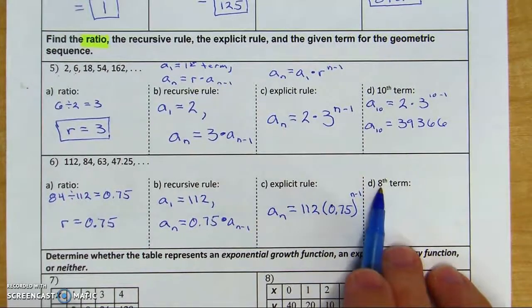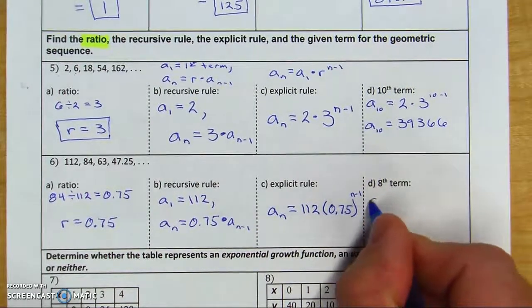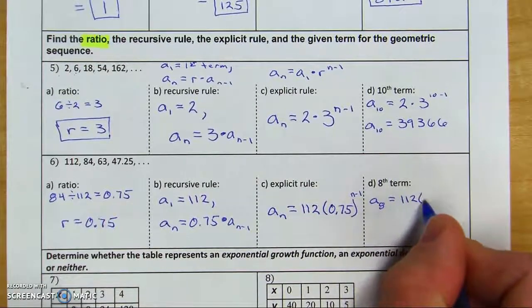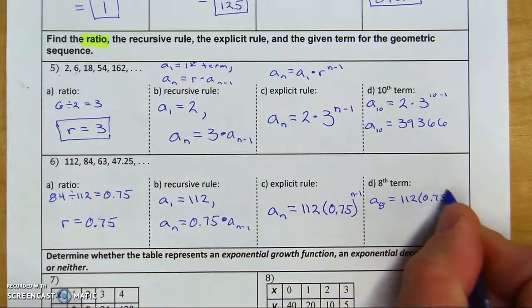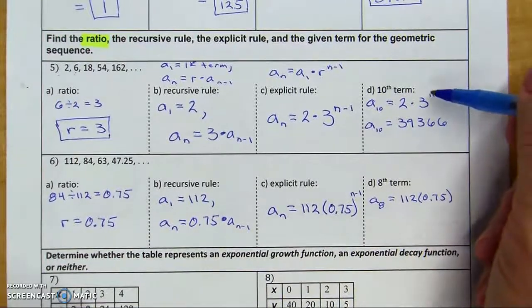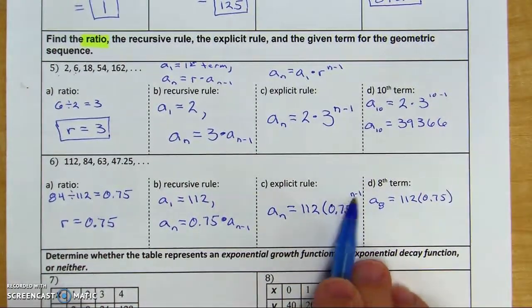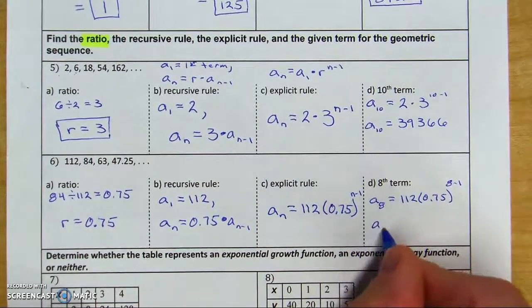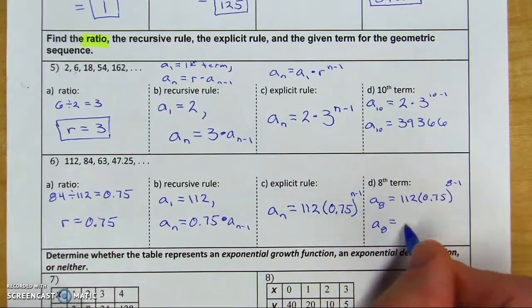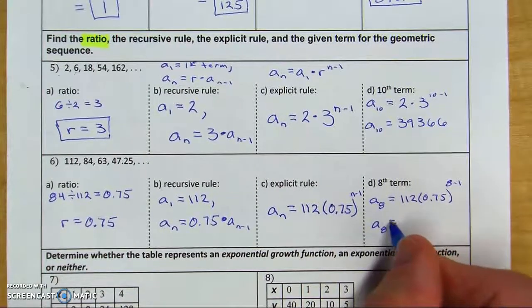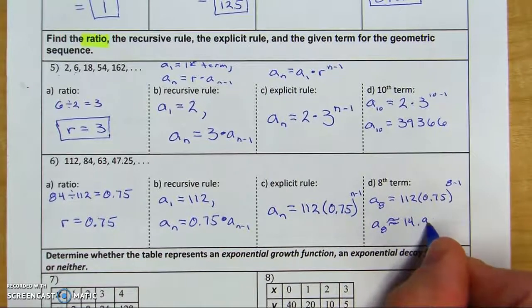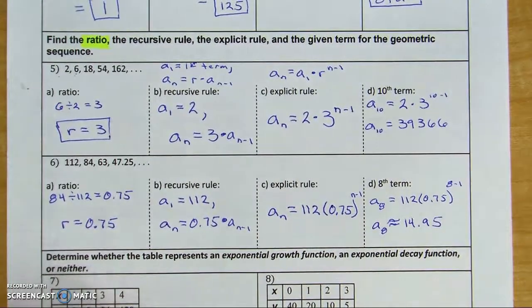Now in this one I have to get the 8th term. So a sub 8 is going to be 112 times the 0.75, and over here you saw it was n minus 1, so this will be 8 minus 1. Put that into the calculator, and I'm going to change this to approximately, because this one ended up being not an exact number, so I'll say 14.95.